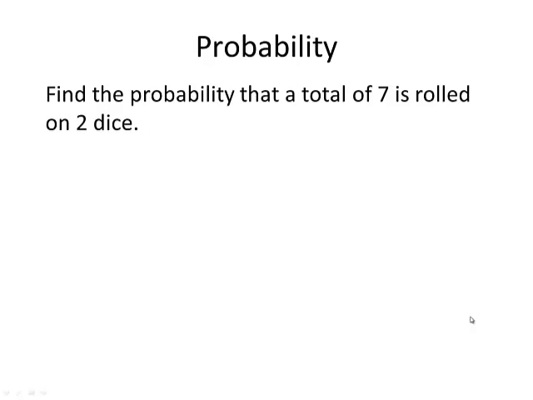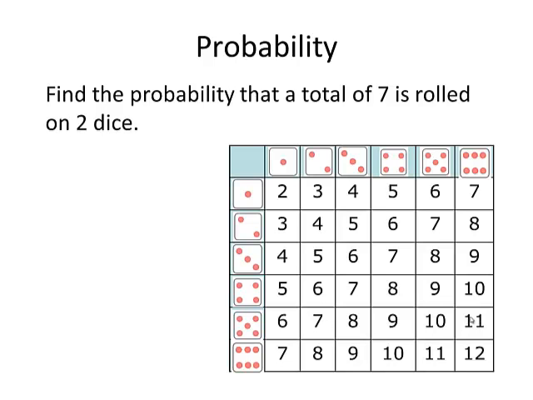Probability. Find the probability that a total of 7 is rolled on 2 dice. Okay, what's the probability that you can roll a total of 7 on 2 dice? Well, you can have, let's see, 1 and a 6, 2 and a 5, 3 and a 4, and so on. The easiest way to do this is to draw your entire sample space. This is your entire sample space. You can either roll a 1, 2, 3, 4, 5, or 6 on one die, and then a 1, 2, 3, 4, 5, or 6 on the other die. And together, you're going to have this sample space in here.